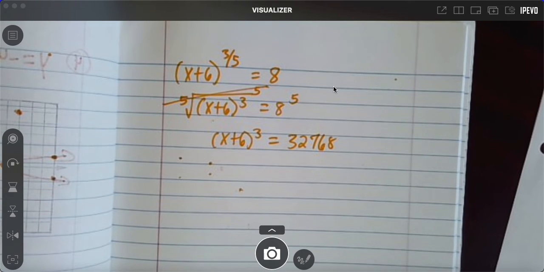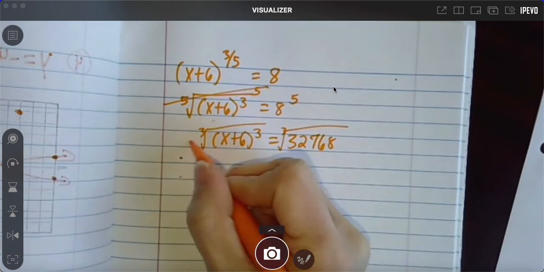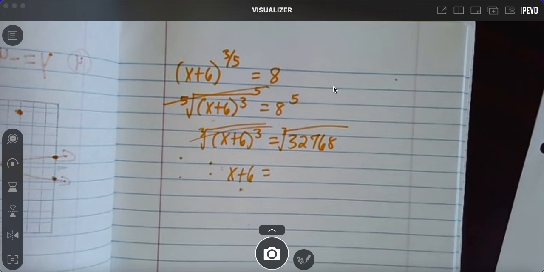Now, what do I do to get rid of that 3rd power? Oh, you're going to cube root it. Cube root it. Yeah, so we take the cube root. So over here I get x plus 6, and if I take the cube root of that number, 32,768.